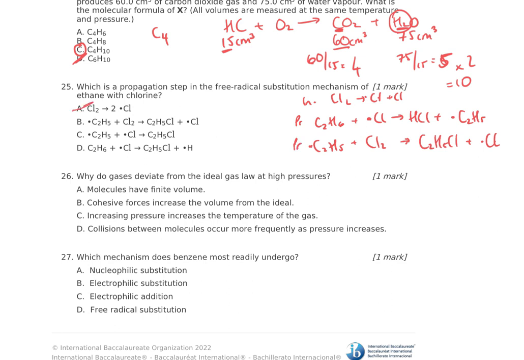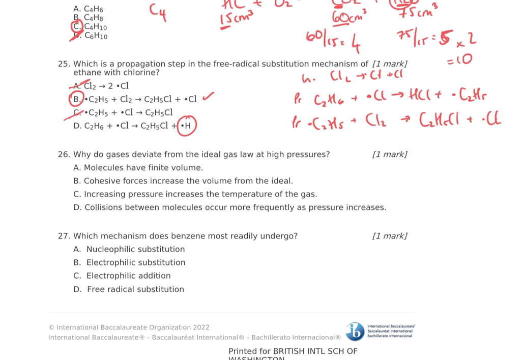So that's initiation. 2 free radicals going to 1 for C is termination. So B and D are both reacting with a free radical. So B could be correct. And C, we don't get hydrogen free radicals, so it has to be B. So I didn't even need to work that much out.